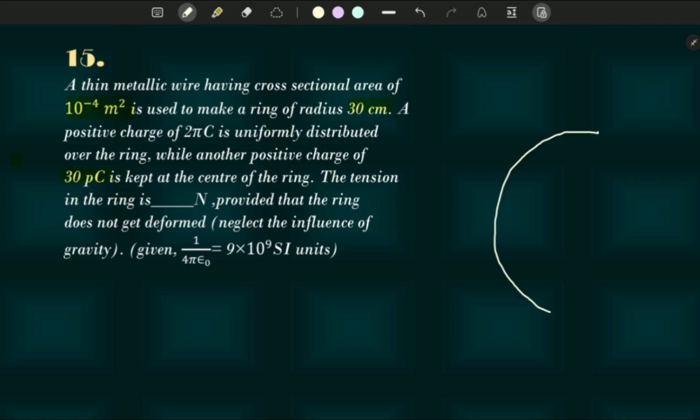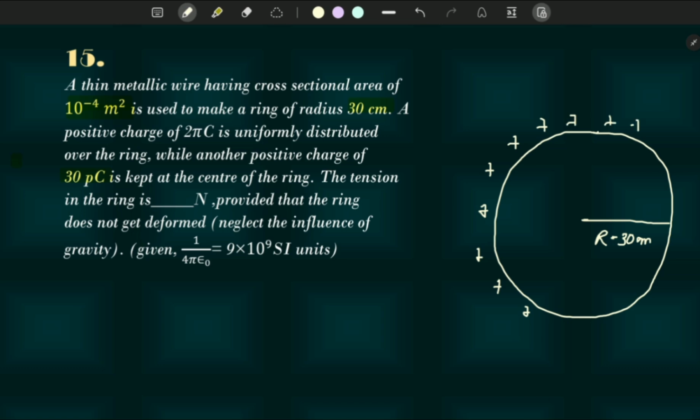So this is a ring. It is given that the radius is 30 centimeter. So capital R radius is 30 centimeter. A positive charge of 2 pi coulomb. So let me draw the positive charge uniformly distributed over the ring. So total charge is 2 pi coulomb. And at the center, positive charge of 30 picocoulomb. So 30 picocoulomb is at the center. Now we need to find the tension.